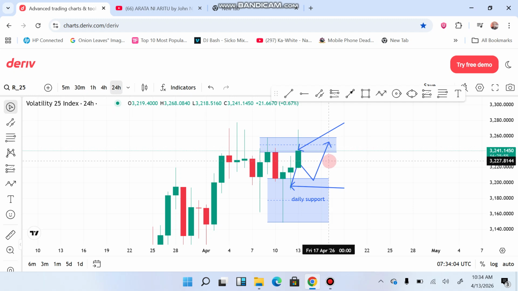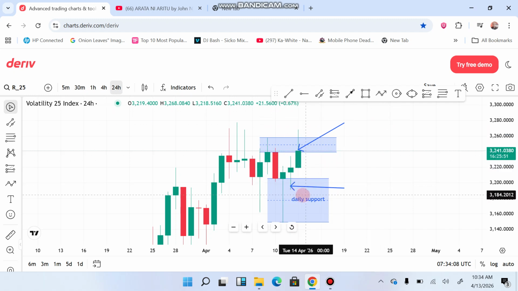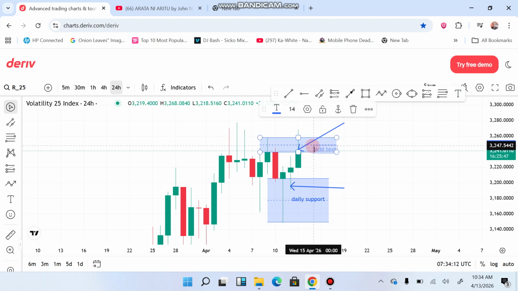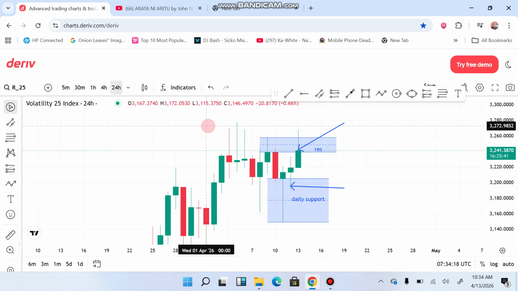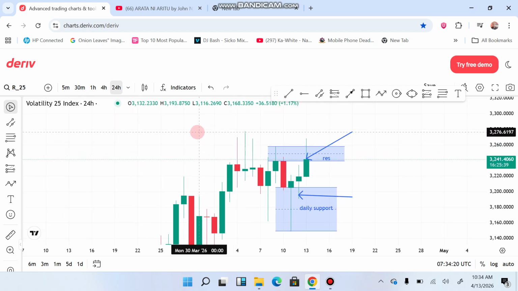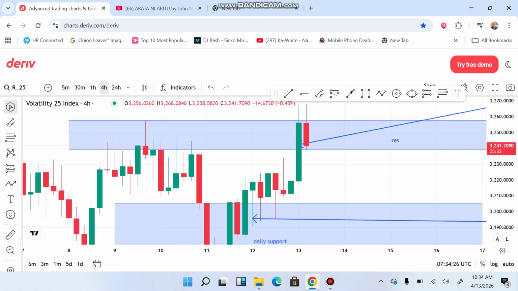So what I mean is this: we now have daily support and we have daily resistance. Yeah, that is the first thing. The second thing is, what can we trade? What is the tradable area for our setup today?